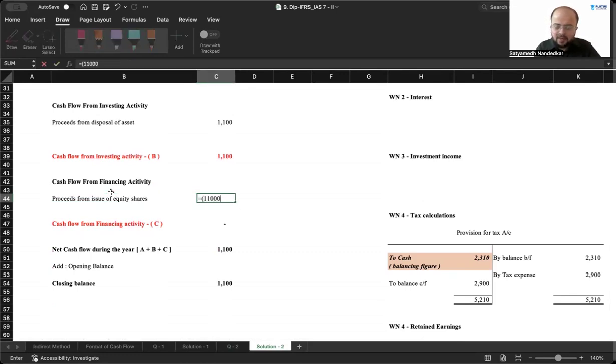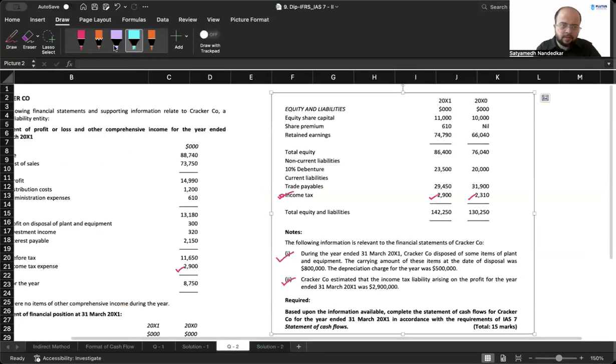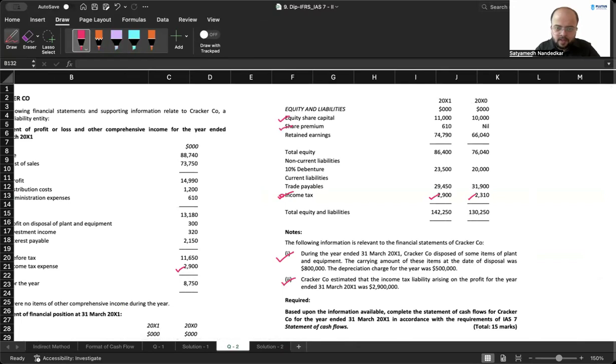So closing balance of equity shares 11,000, opening balance 10,000, plus share premium also 610. 1,610 is the amount raised. This is handled.